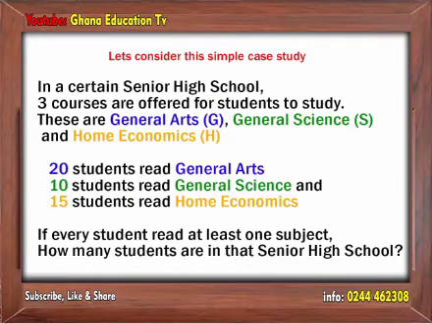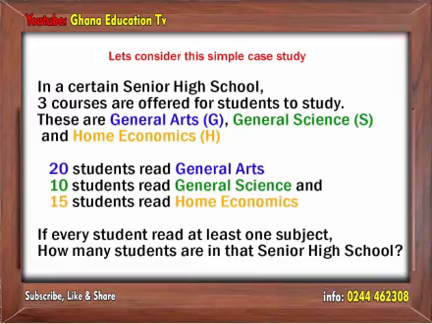Now with this explanation, let's try and solve a simple case study. In a certain senior high school, 3 courses are offered for students to study. These are General Arts, General Science, and Home Economics. 20 students read General Arts, 10 students read General Science, and 15 students read Home Economics. If every student read at least one subject, how many students are in the senior high school?